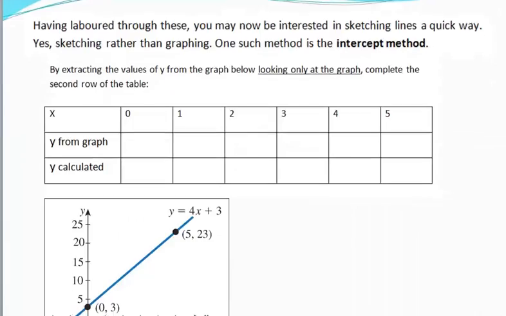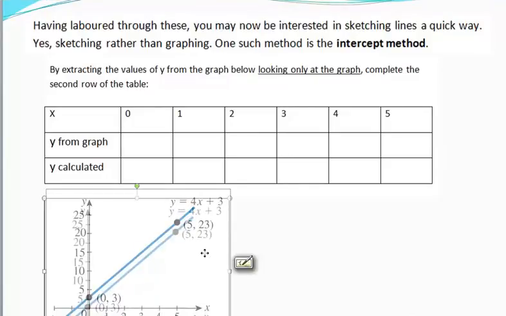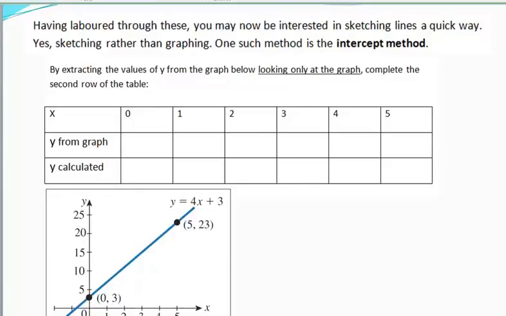So having worked through these, we might be interested now in sketching lines in a quicker way. So I'll just lift this one up a little bit here. Okay, so one of these methods is the intercept method. So here we're going to extract our values of y from the table by looking only at the graph.